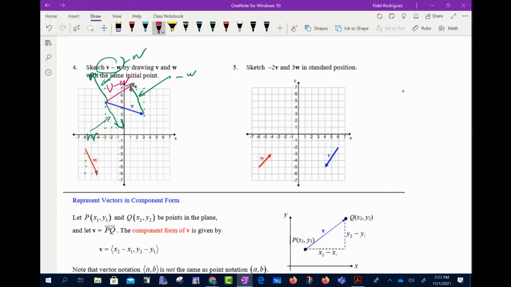Guys, let me ask you a question. Do you agree with me that this would also be v minus w? Because it's the same length and it's going in the same direction. Does that make sense?